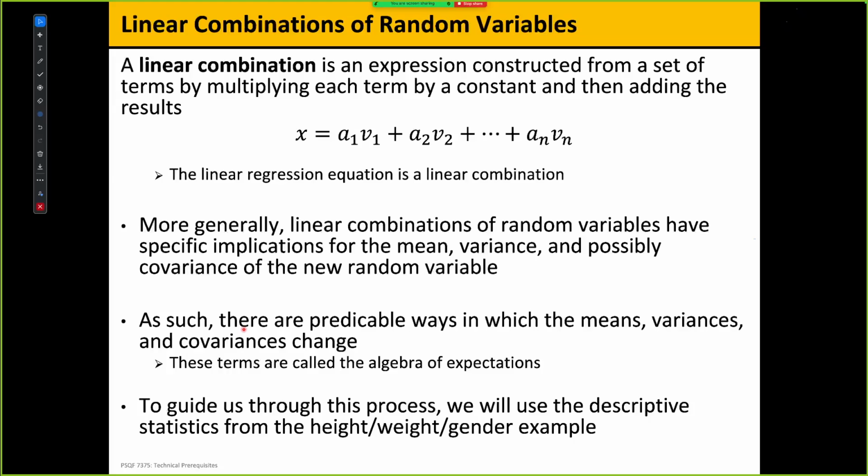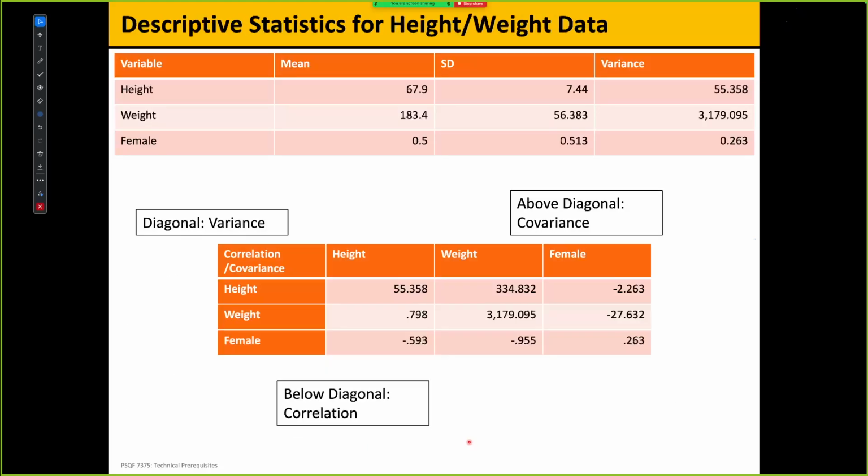And to guide us through this process, I'm going to use an example where I had tried to predict somebody's weight based on how tall they were in inches. It's weight in pounds predicted by height in inches and which gender, male, female, they'll happen to be. Right. So this is the descriptive statistics I have here. I have a data set. This is in the R example that's in the folder that you see online.